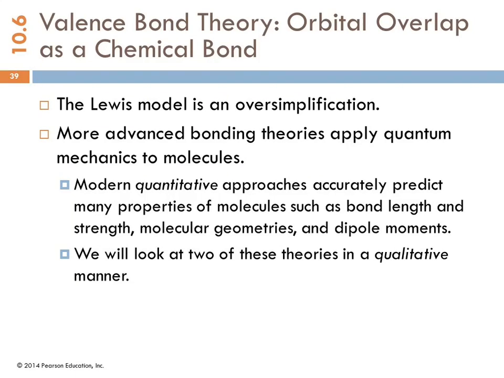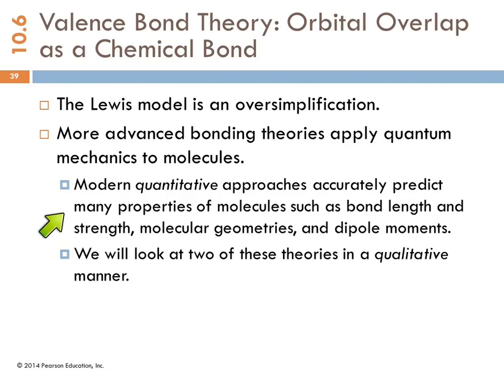The Lewis model that we've been talking about is an oversimplification. It's an oversimplification and doesn't apply to everything. There are more advanced theories that employ quantum mechanics. And we're going to look at two of these in a qualitative manner, meaning we're not going to get into the crazy math involved in them.